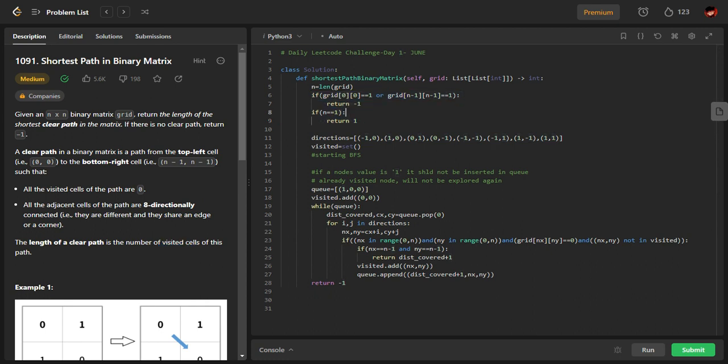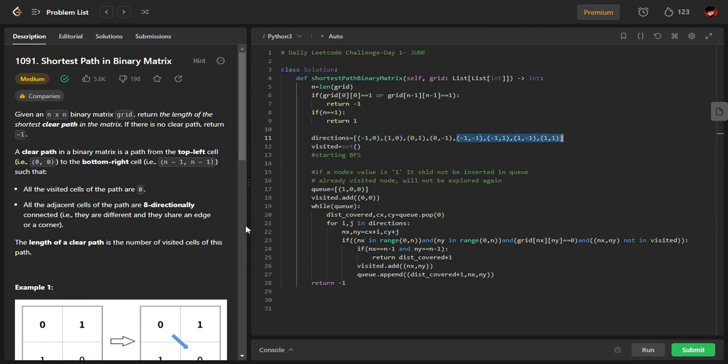Now coming to the most important part, the directions part. I'm declaring a separate array for directions. As you can see, there are 8 elements in it. These first 4 represent moving along vertical and horizontal directions, that means top, bottom, right, and left. The next 4, you can see, represent moving along the diagonals.